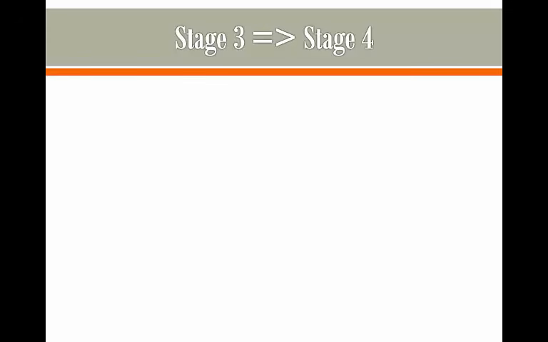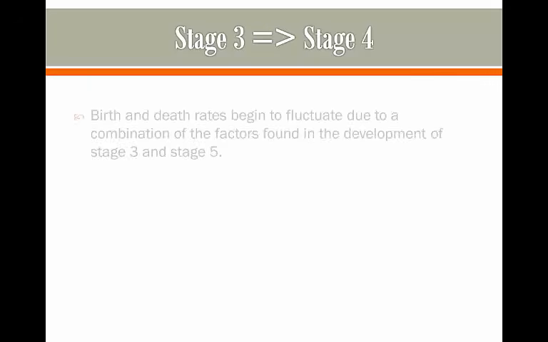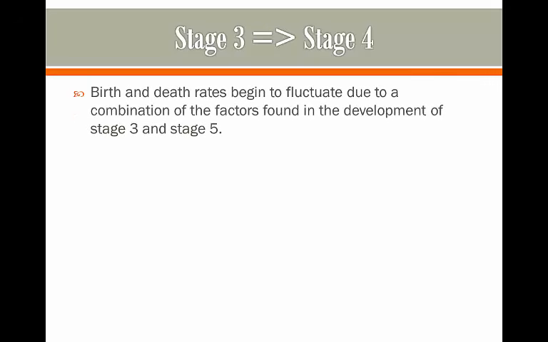Okay, now stage 3 to stage 4. We're moving from the late expansion to a low fluctuating zone, and this is basically because stage 4 is in transition, moving from stage 3 to stage 5. In stage 3, the birth rate is higher, but in stage 5 it is lower. So as a result, there's going to be fluctuations.